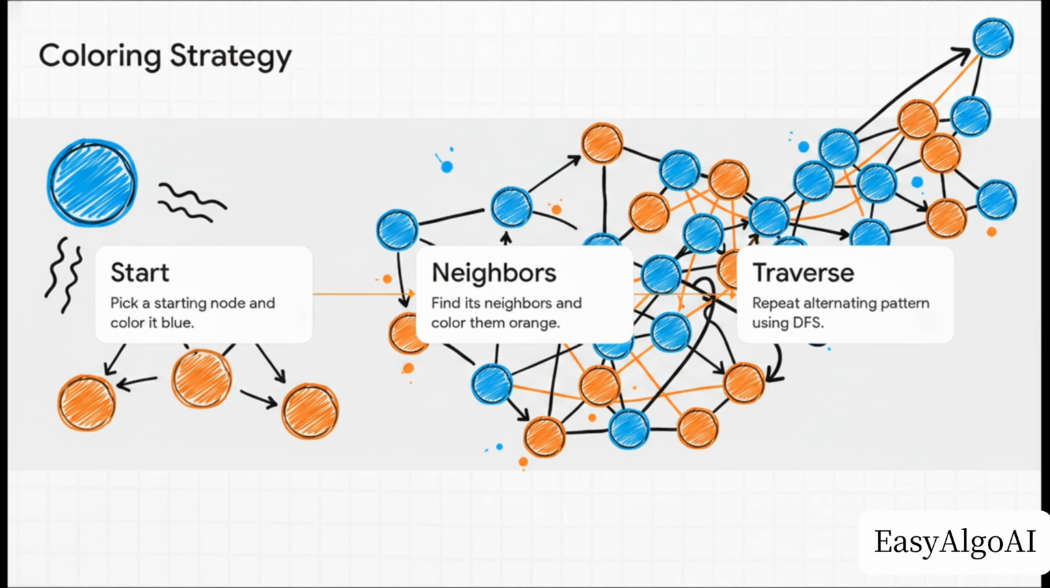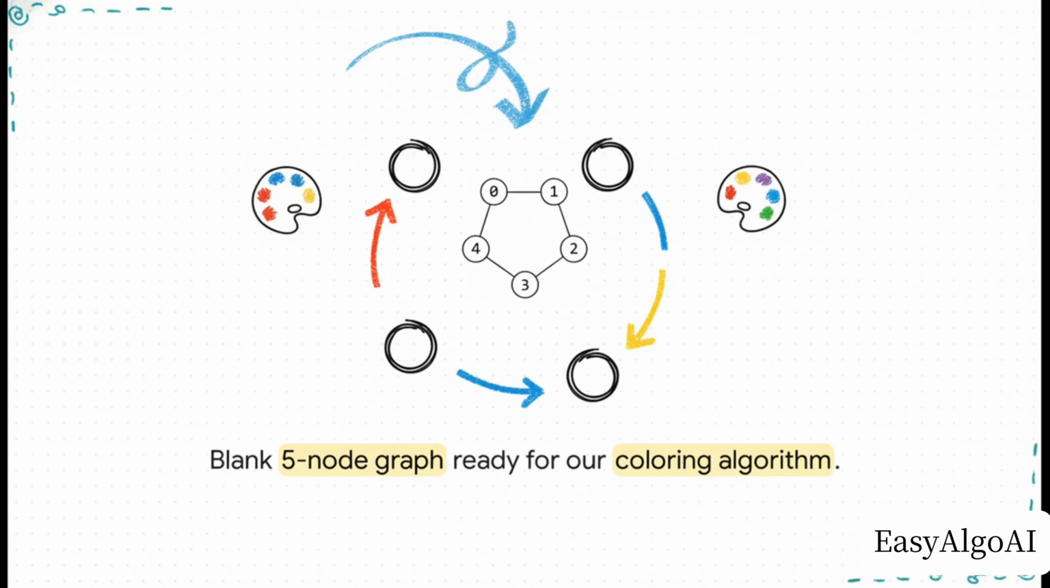For our explainer today, the traversal algorithm we're going to use to actually pull this off is depth first search, commonly known as DFS. All right, take a look at this blank 5-node graph. It is fully ready for our coloring algorithm. Actually, I want to challenge you right now to just mentally apply those 3 steps to this blank canvas before I even show you the answers. Just imagine starting right at the top and working your way through.